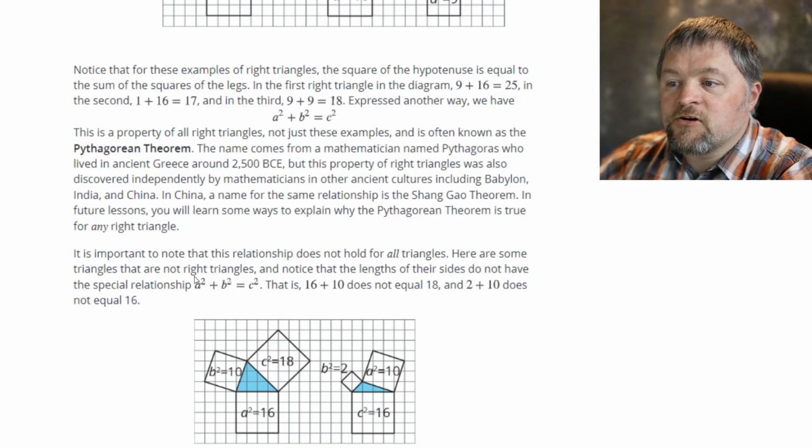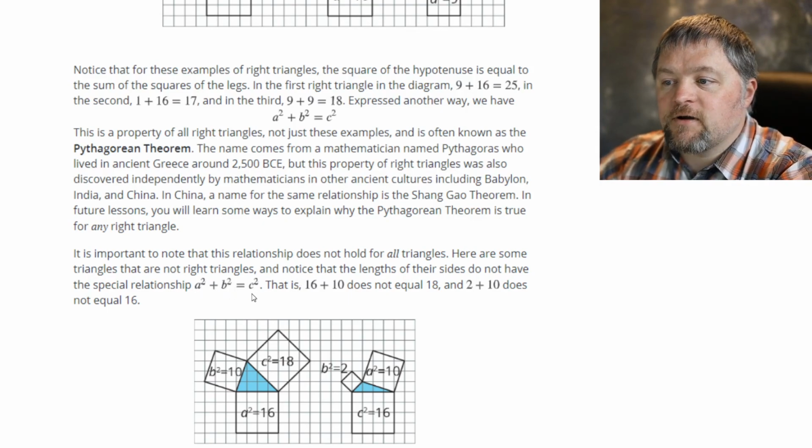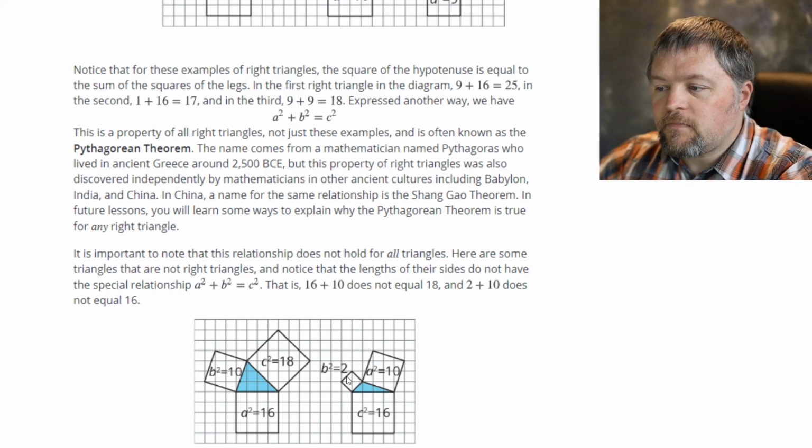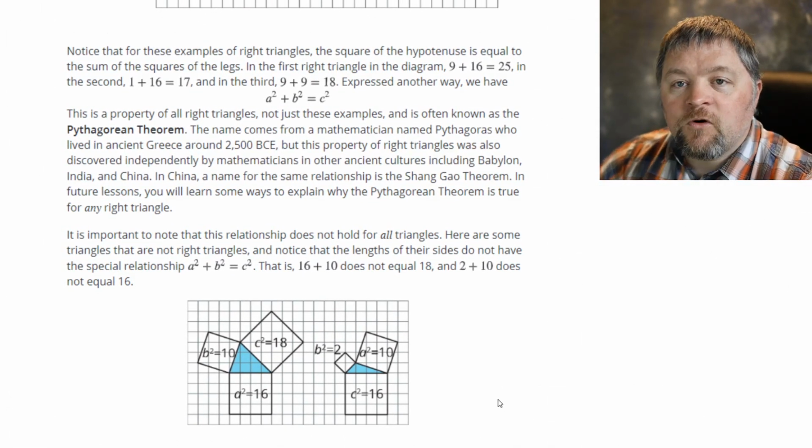Here are some triangles that are not right triangles, and notice that the lengths of their sides do not have the special relationship a squared plus b squared equals c squared. 16 plus 10 does not equal 18. 2 plus 10 does not equal 16. This is a special relationship that only holds for right triangles. The Pythagorean theorem, a squared plus b squared equals c squared, only holds for right triangles.